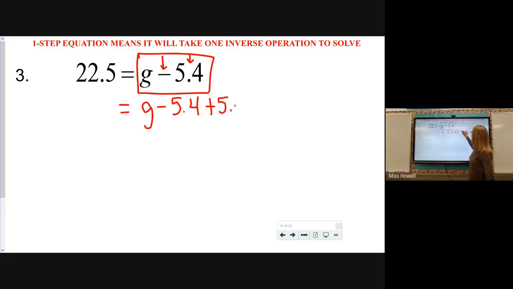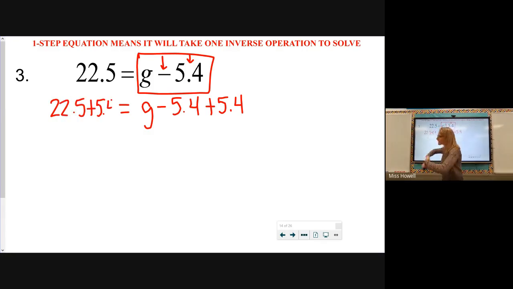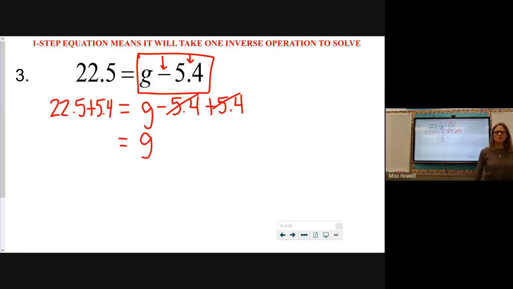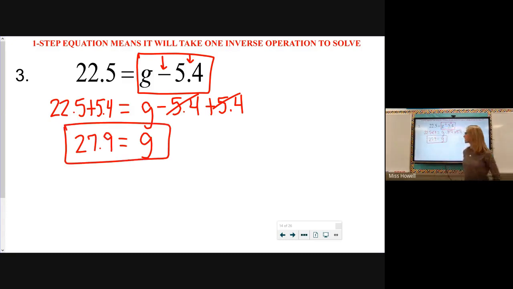All right, whatever we do to one side, we also have to do to the other. So with our 22.5, we also have to add 5.4 to it. Again, order matters. We're adding the 5.4. We aren't adding the 22.5, so make sure you have it in the correct order then. All right, equal sign down. Our 5.4s would cancel, leaving us with g by itself. And then our 22.5 plus a 5.4 would give us a 27.9. Good final value for g.